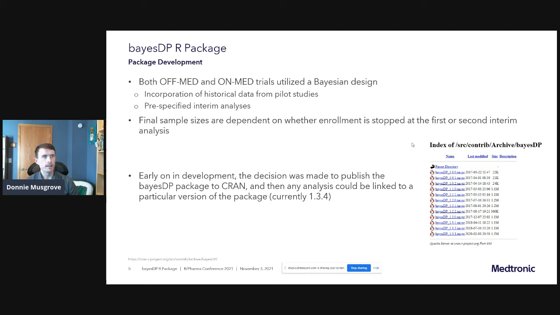So back to development. Early on in development, the decision was made to publish the bayesDP package to CRAN, and then any analysis could be linked to a particular version of the package. So I've got a screenshot here. This is the archive, starting way back in 2017. And of course, it doesn't show the current version, which was submitted earlier this year, but it's at version 1.3.4.